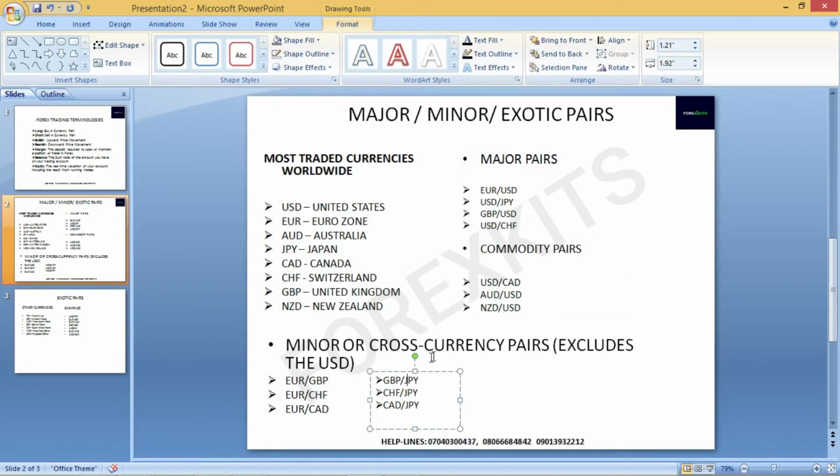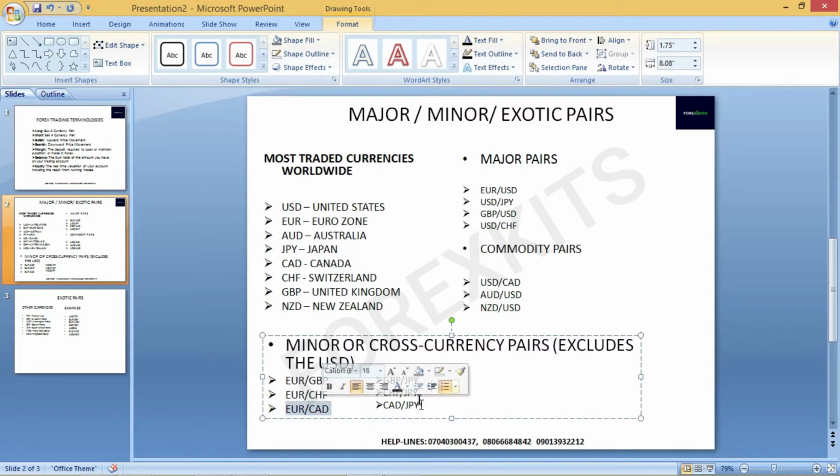So the minor or cross currency pairs. The minor or cross currency pairs are the result of crossing any of these most traded currencies worldwide without the USD. So you can see clearly here that it excludes the USD. An example would be Euro GBP, Euro CHF, Euro Canadian dollar, Great British pound paired with JPY, CHF JPY. It could really be any of these things. It could be GBP CAD, AUD NZD. It could be any of these things, as long as you cross them and you do not have the USD. And that's an example of a minor or cross currency pair.